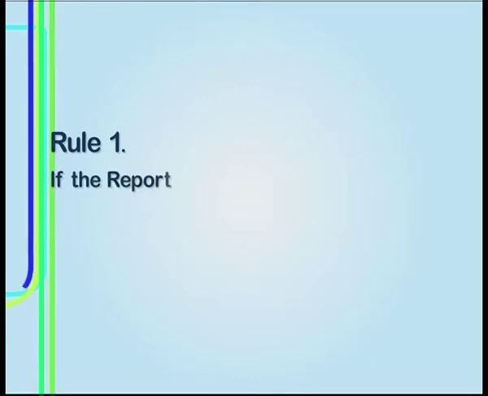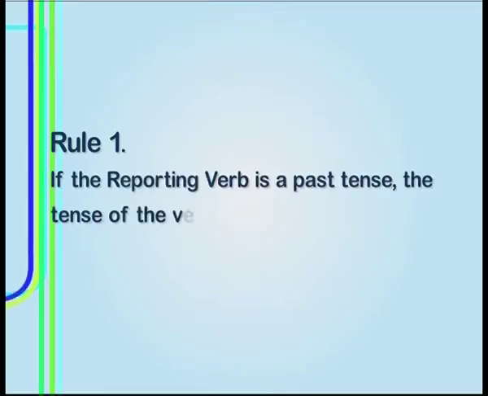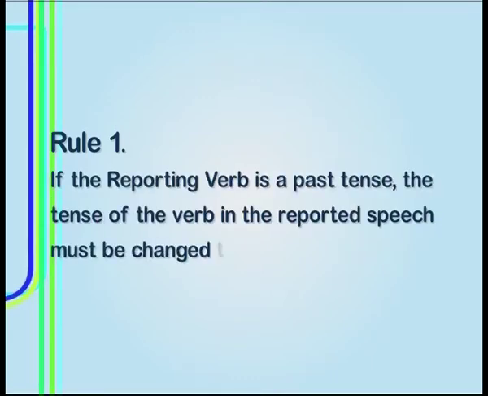Rules for changing direct speech into indirect speech. When changing direct speech into indirect, certain grammatical changes have to be made. These rules will make the whole thing clear. Rule 1: If the reporting verb is a past tense, the tense of the verb in the reported speech must be changed to the past tense. To work out this rule in detail, these special rules must be observed.